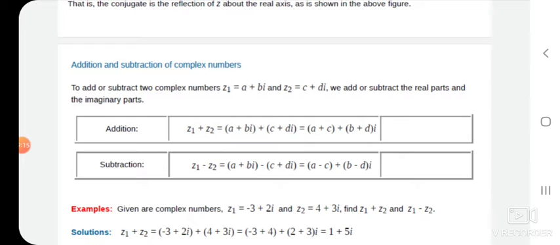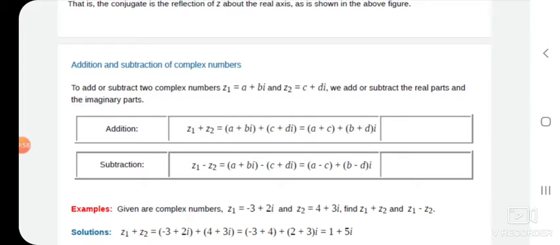If we want to add two complex numbers, we have to add the real parts individually and the imaginary parts individually. In this slide, z1 is one complex number equal to a plus ib and z2 is another complex number equal to c plus id. If we add these two, z1 plus z2 is equal to a plus ib plus c plus id. Now we add the real parts individually and the imaginary parts individually, meaning a plus c plus b plus d into i, because i is common. In this way we can add two complex numbers.